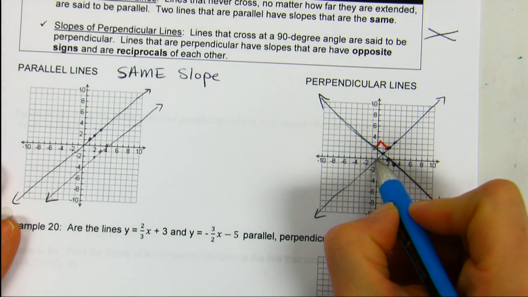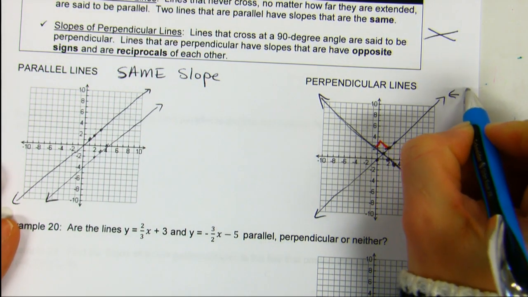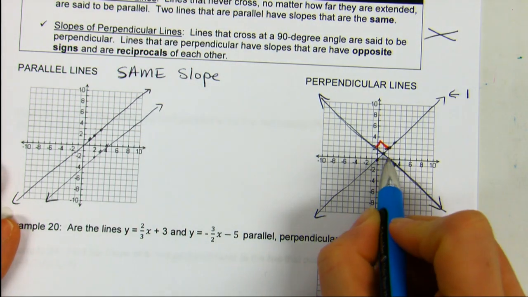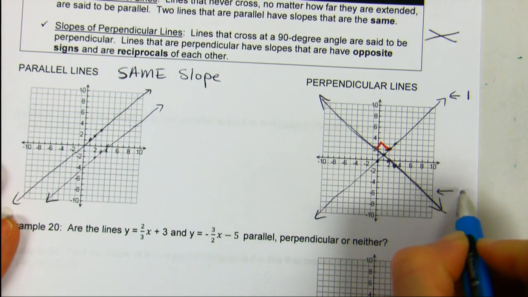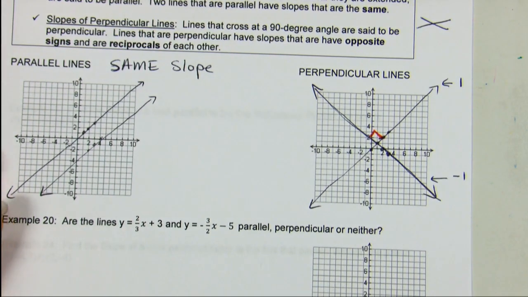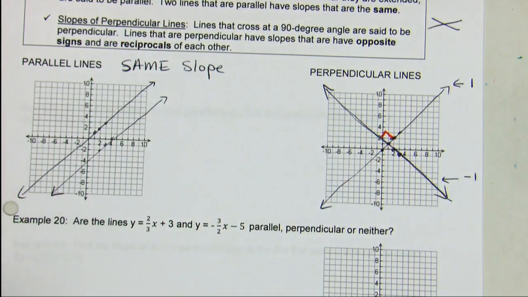If we're going up 1 over 1, the slope of this line would be 1. If we were going down 1 over 1, the slope of this line is negative 1. It's kind of hard to think of that as a reciprocal because 1 over 1 is just 1 over 1 and we can't flip that. But I'll talk a little bit more about it in the next example.